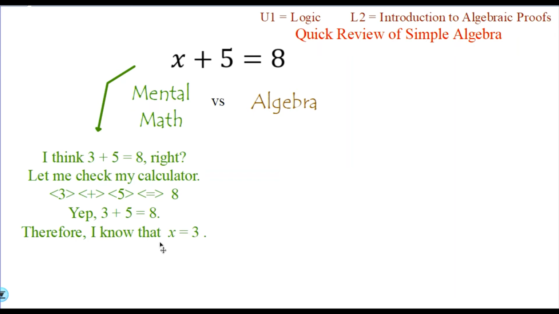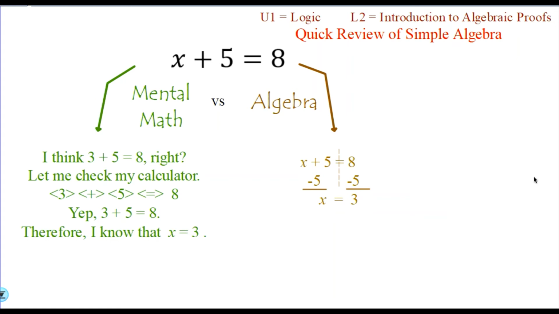The way you would solve this using algebra is like this. You would take x plus 5 equals 8 and divide it into a left-hand side and a right-hand side. On the left-hand side, you would get the x by itself. So you would subtract 5 to get x. And on this side, you would subtract 5 as well, same thing to both sides. So 8 minus 5 would be 3. So you'd end up with x equals 3.